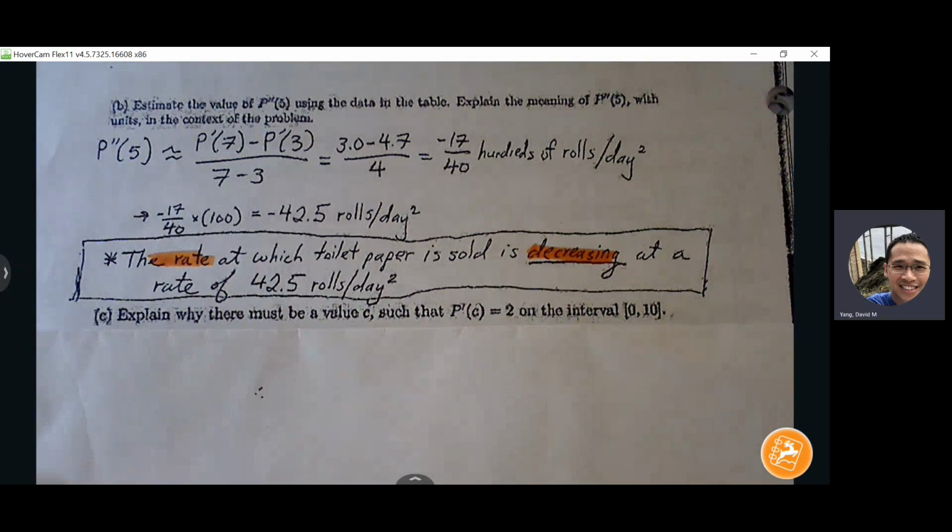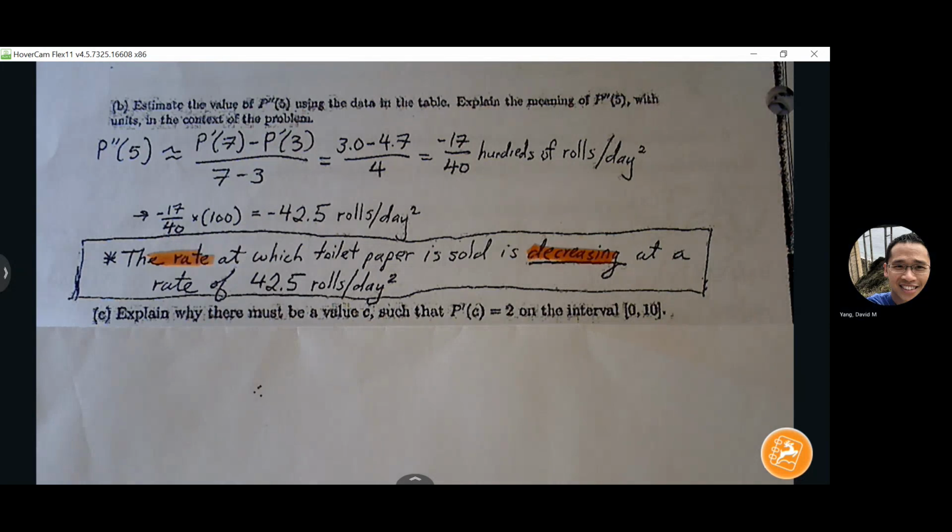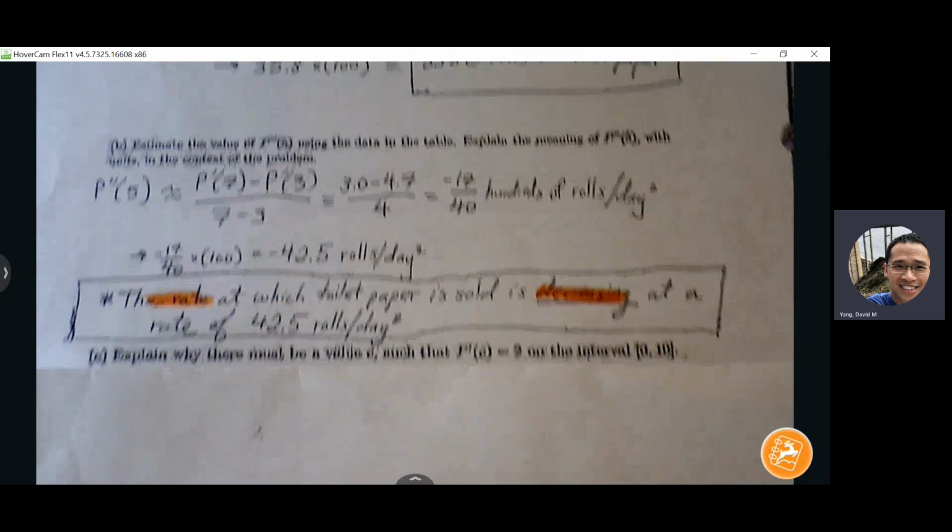Part C, explain why there must be a value where P prime of C is equal to 2. And we guarantee that somewhere between 0 and 10 days, P prime will hit exactly 2. Yes, okay, and what's the theorem that we can use for that?